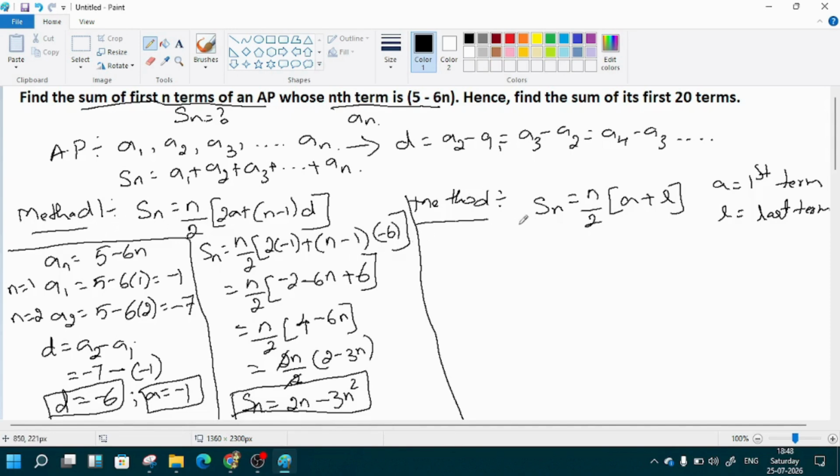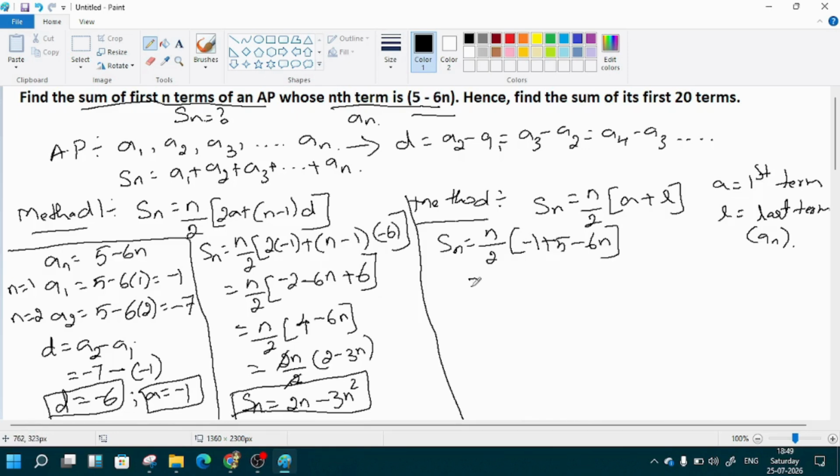Now with the second method, I am going to use the formula n by 2 into a plus L. So a is the first term, L is the last term. Last term means nothing but an. So Sn equals, again n is not known, n by 2 into a, which we found from this, that is -1, plus the last term. The last term is given in the question, that is 5 minus 6n.